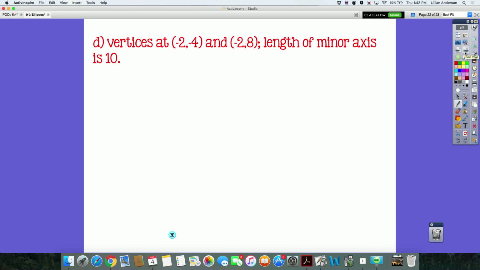Two more examples. One more of writing the equation of an ellipse, the other one talking about eccentricity. We have the vertices here, and we have the length of the minor axis. I want you guys to try to determine this one on your own. So pause the video, and then press play when you're ready to see the answer.